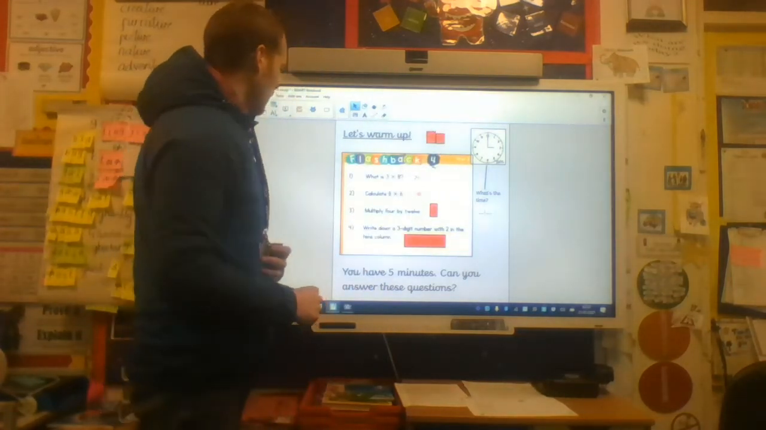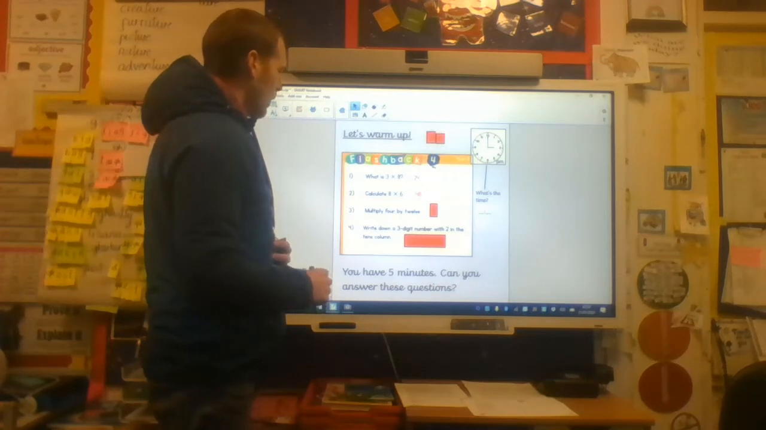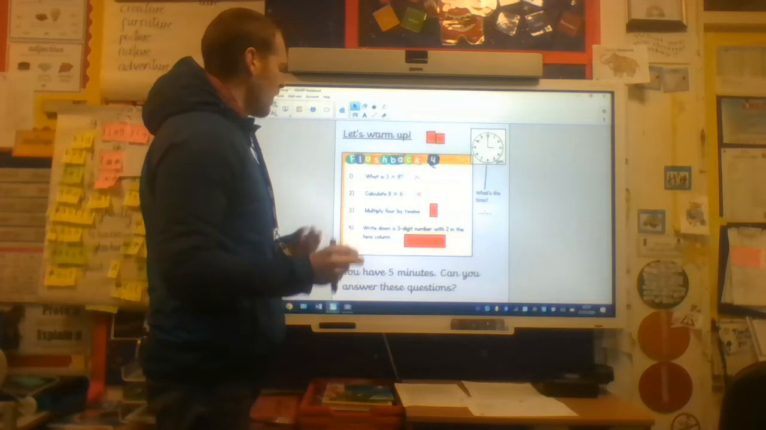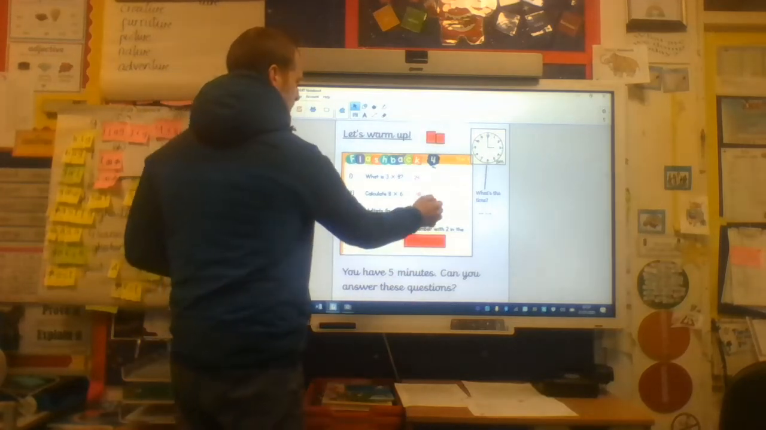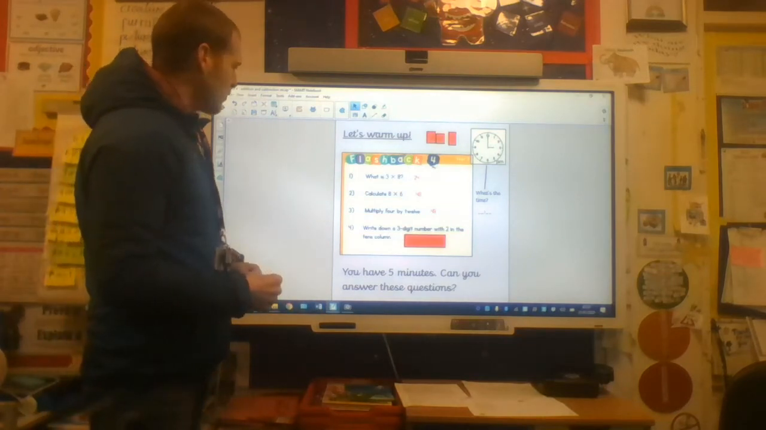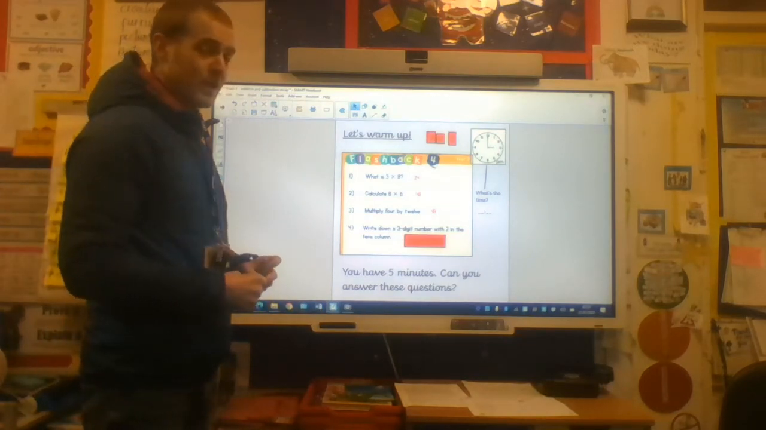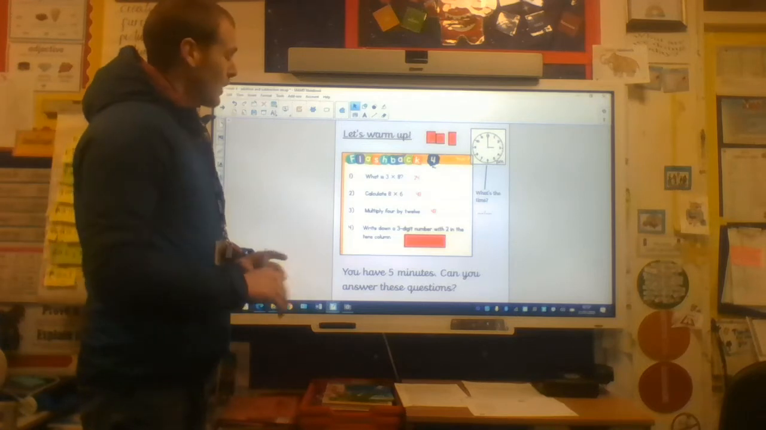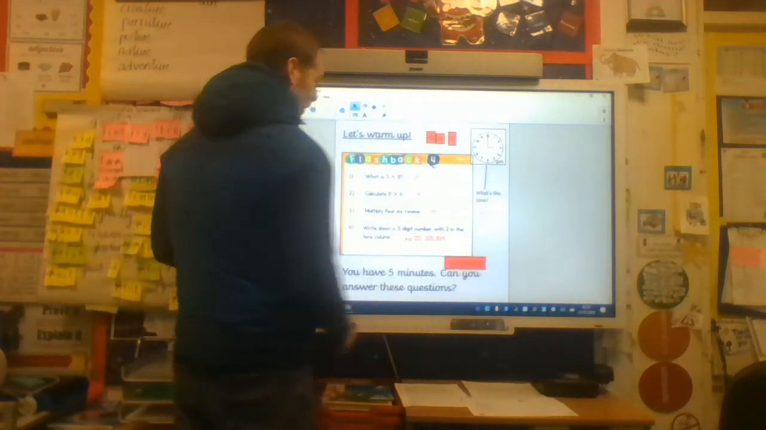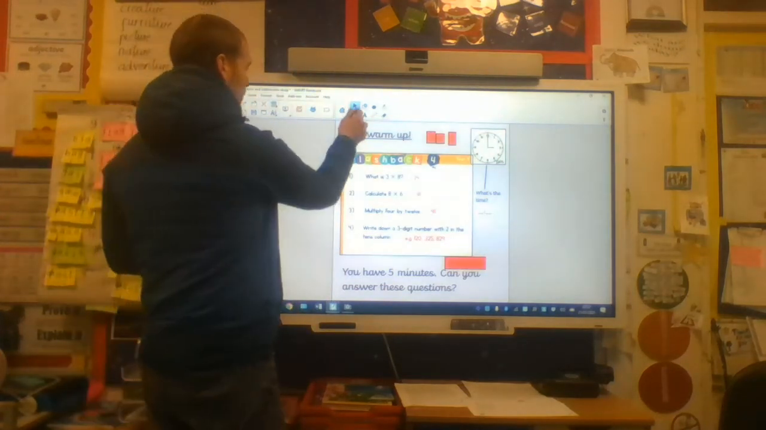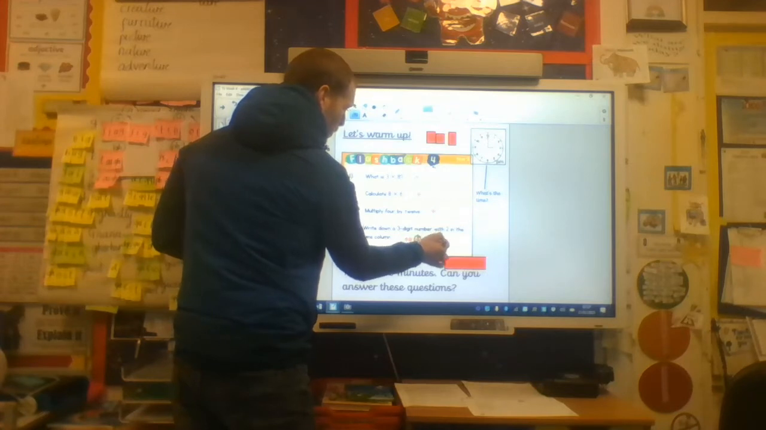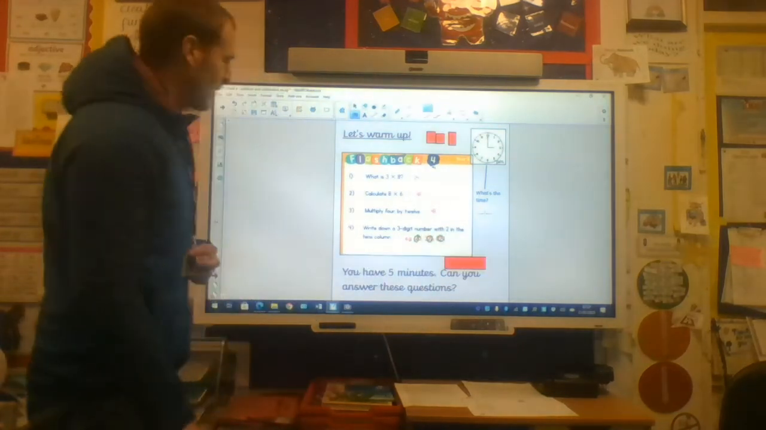Great stuff. Next one. Multiply 4 by 12. Now, I've been working really hard with my 12s. 4 12s are 48. Yes. Number 4. Write down a 3-digit number with 2 in the tens column. Now, let's have a look at some of the examples. There's going to be lots of different examples, so as long as you've got a 2 in the tens column, I'm sure that you are doing a great job.